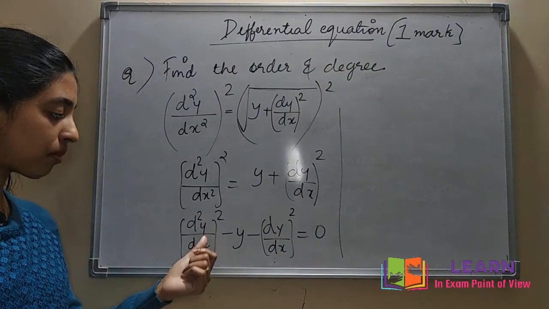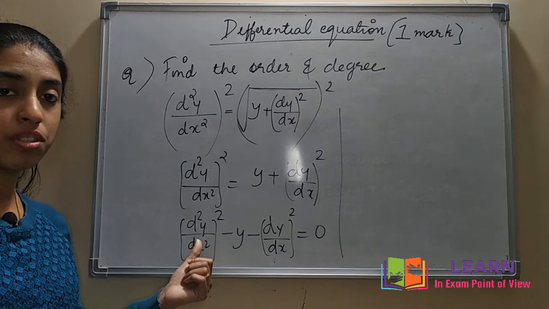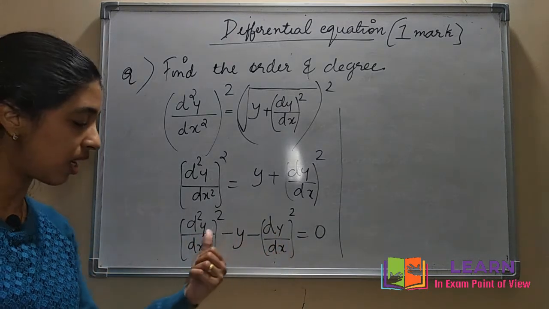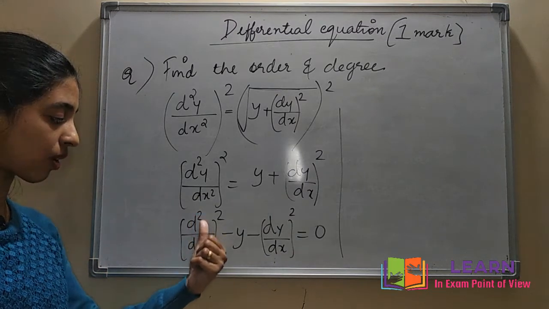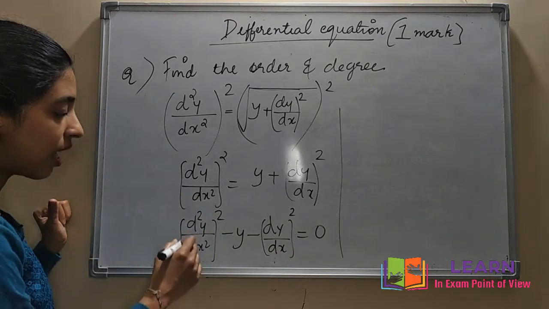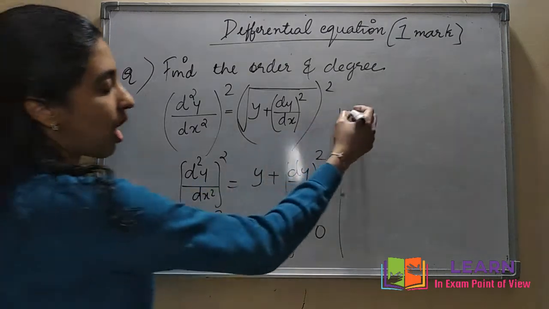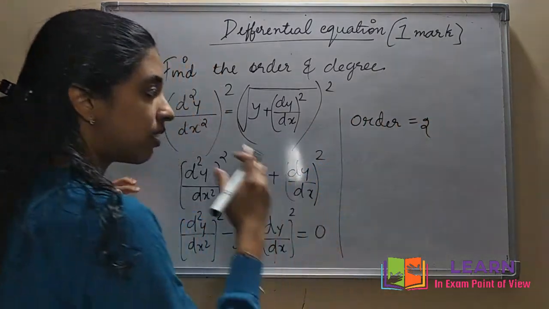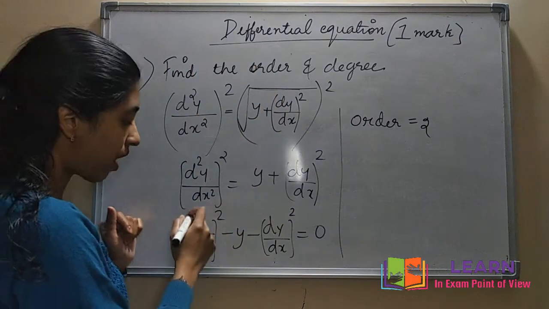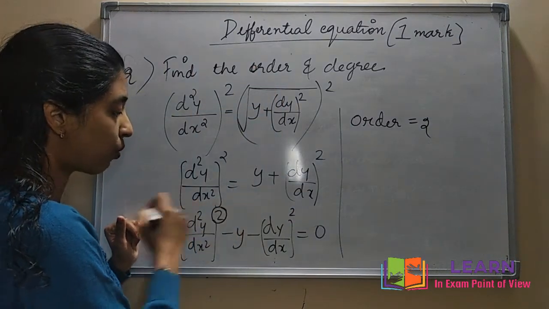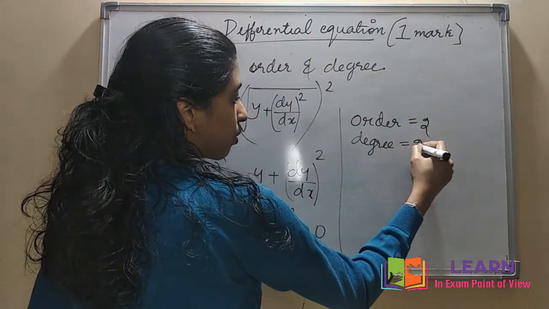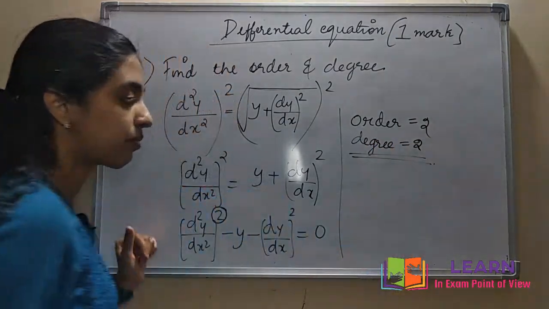Here d square y by dx square means second order, and dy by dx is first order: one time differentiating, and two times differentiating for d square y by dx square. So this is the second order derivative, which is the highest. So the order is 2. And the degree, that is the power of the highest order derivative, is 2. So here the degree and order are both 2.